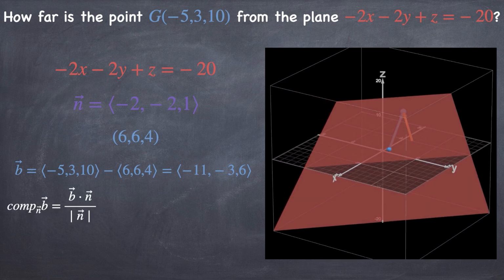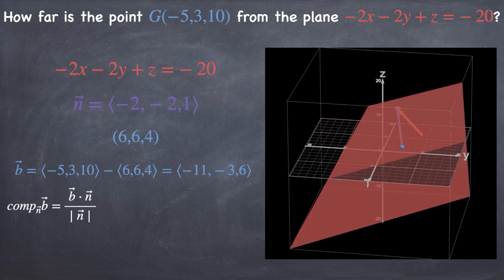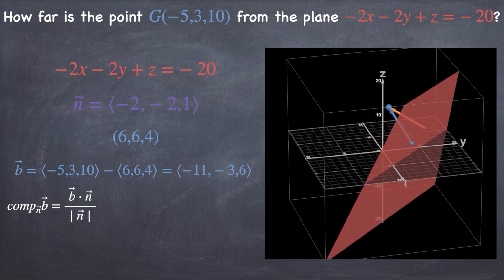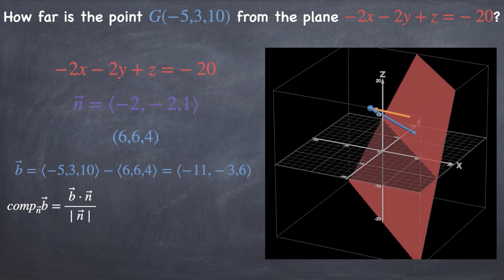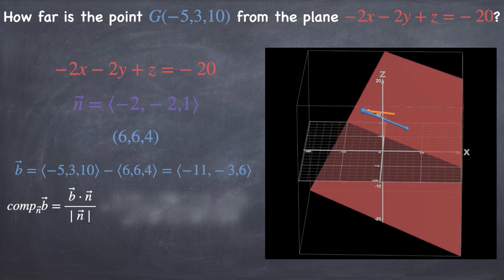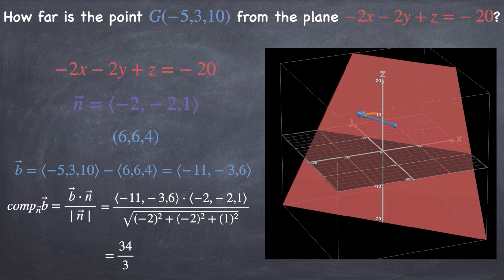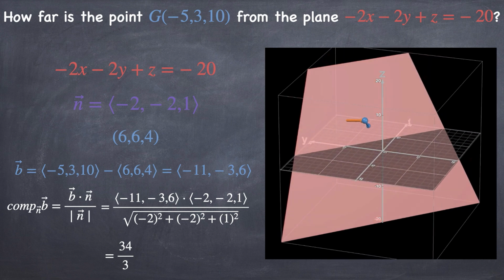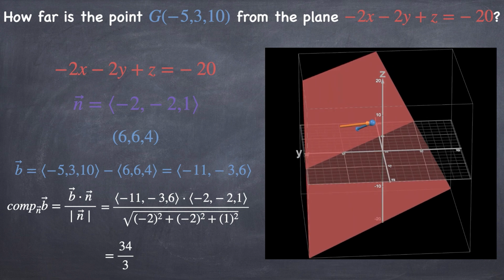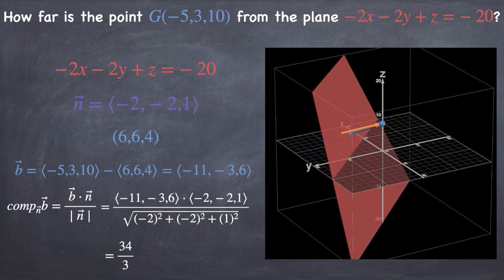How much the blue vector points in the direction of the normal vector, called scalar projection, is the magnitude of the orange vector. And after a quick calculation here, we get that is going to be 34/3. Now there's one small technicality here, which is you may have gotten -34/3.